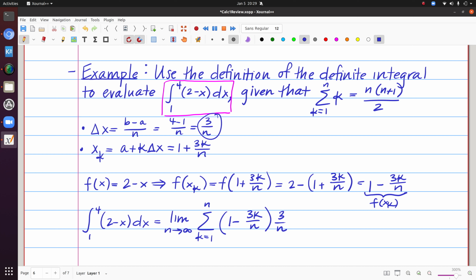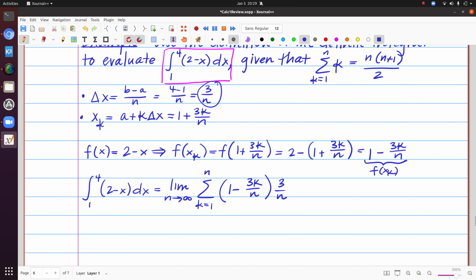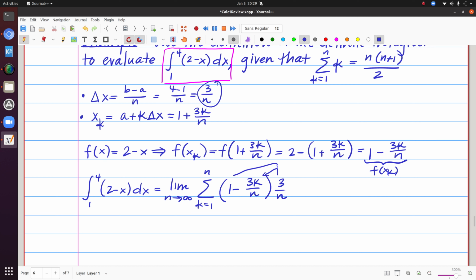So what I want to do here is evaluate this limit. And to do so, I really want to work my way from the inside out. That means I want to first figure out what this sum is, and then the last step is to take the limit as n goes to infinity. One thing I want to do right away is distribute this 3 over n through here. So I can write this as the limit as n approaches infinity of the sum of 3 over n minus the sum of 9k over n squared.